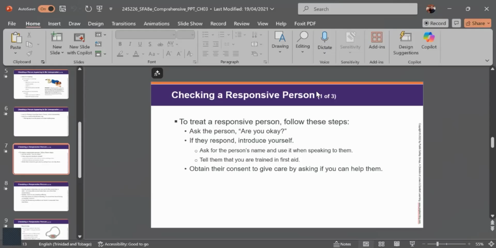And you want to check for any severe bleeding. Now you haven't gotten to the patient yet, you know. You haven't gotten to the patient yet.